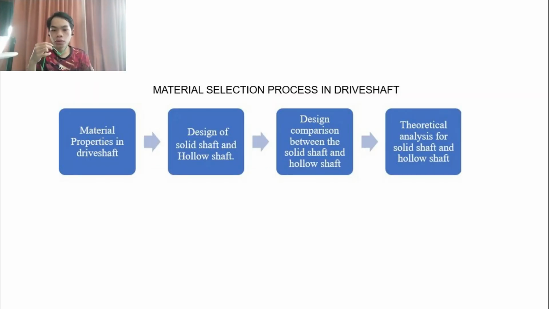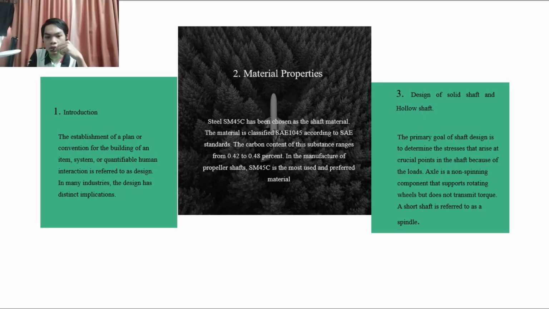So we're going to look at the method of selection for the driveshaft. Number 2, material properties. Number 3, design of solid shaft and hollow shaft. Number 4 is the design comparison between the solid shaft and hollow shaft, and the last one is model analysis of the solid shaft.